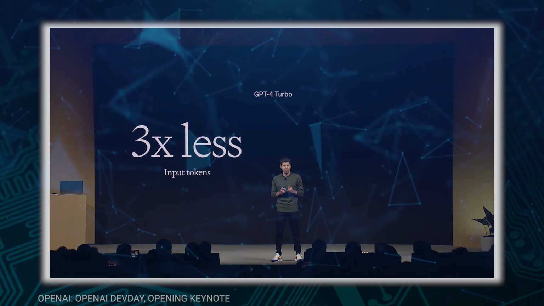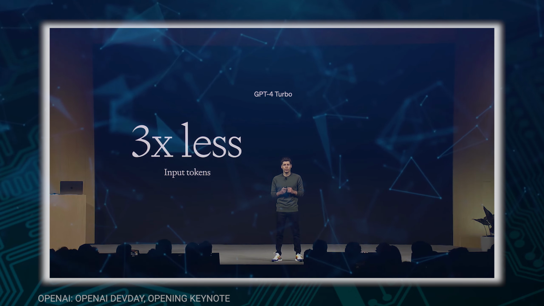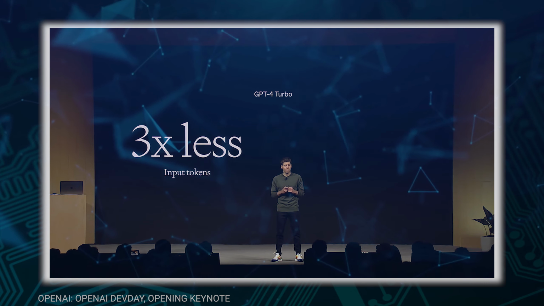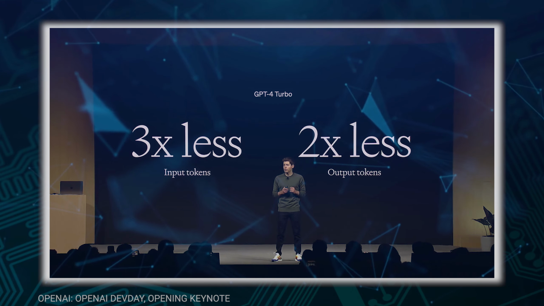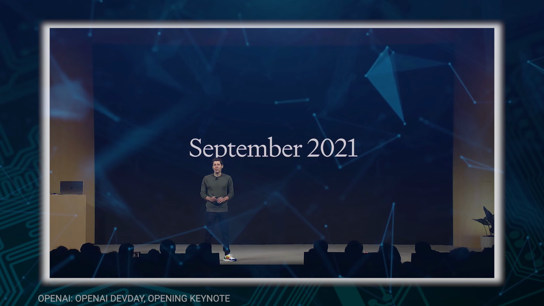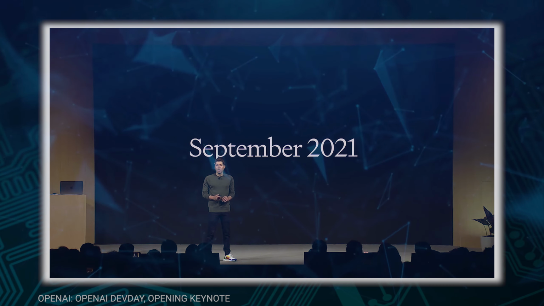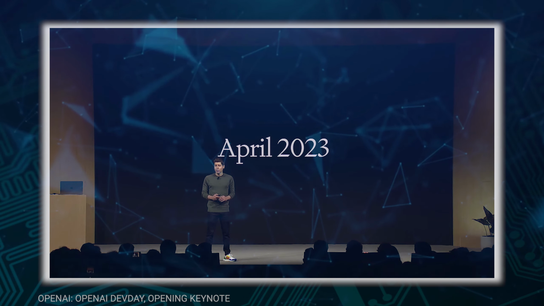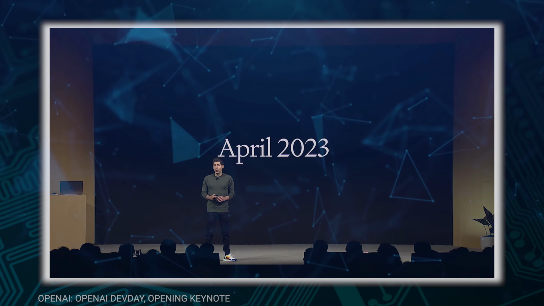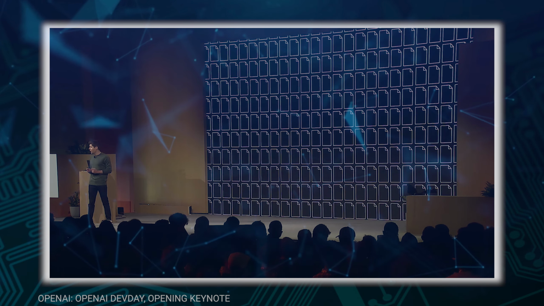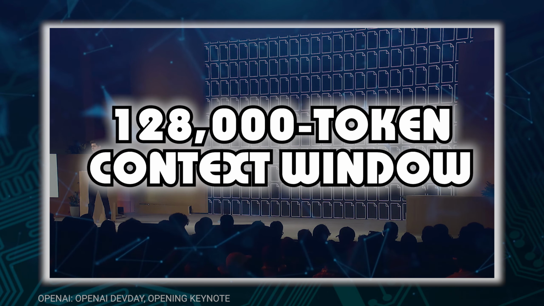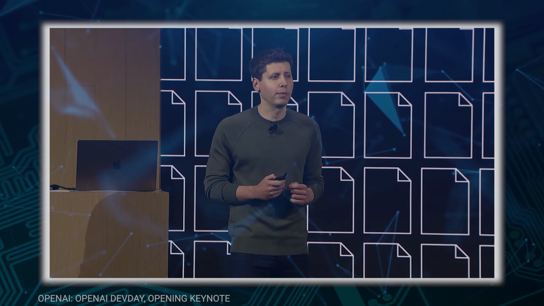OpenAI has optimized the performance of GPT-4 Turbo, resulting in a 3x reduction in the price for input tokens and a 2x reduction for output tokens compared to GPT-4. Moreover, GPT-4 Turbo boasts several improvements over its predecessor, including a more recent knowledge base that enables more accurate responses to inquiries about recent events. Additionally, GPT-4 Turbo features an expanded context window, allowing it to maintain context and relevance in conversations.